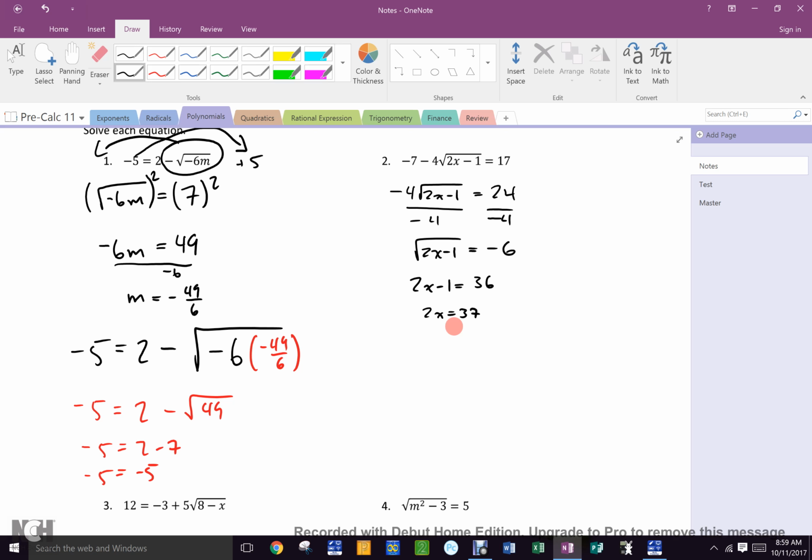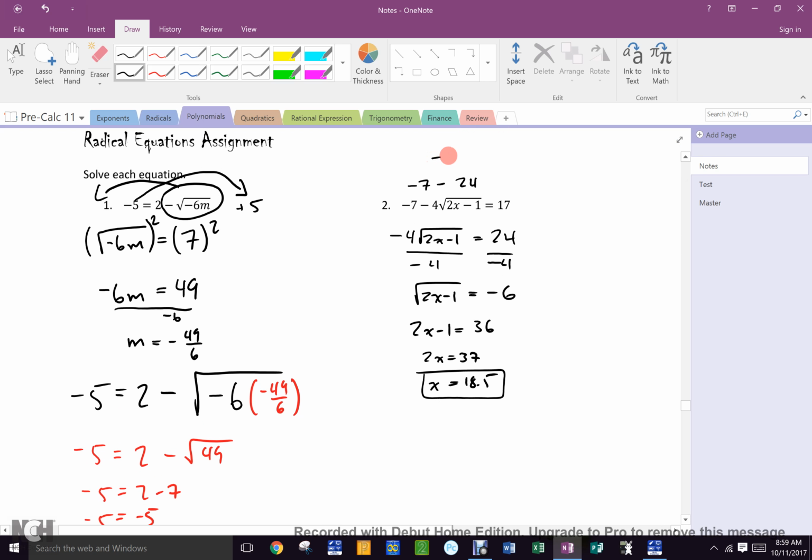Okay, let's check. What is 18.5 times 2? 37. What's 37 minus 1? 36. What's the square root of 36? 6. So I have negative 7 minus 4 times 6. What's that? Minus 24, which is negative 31. Does negative 31 equal 17?